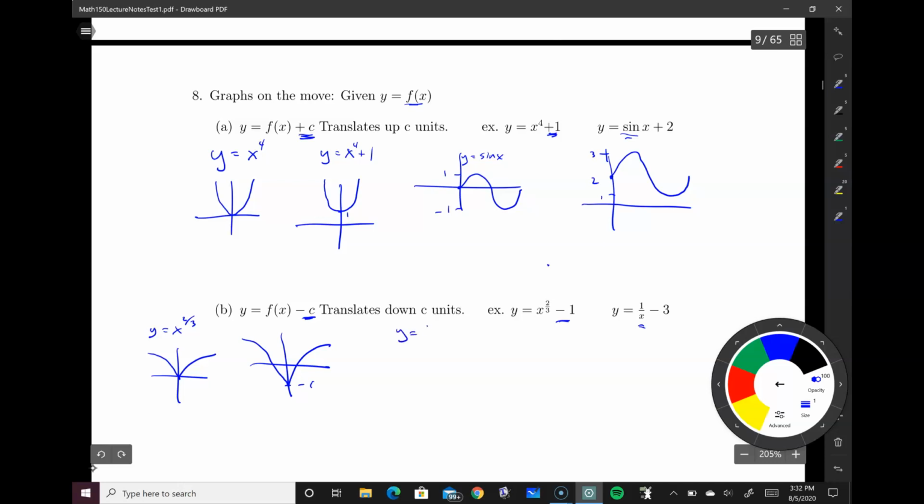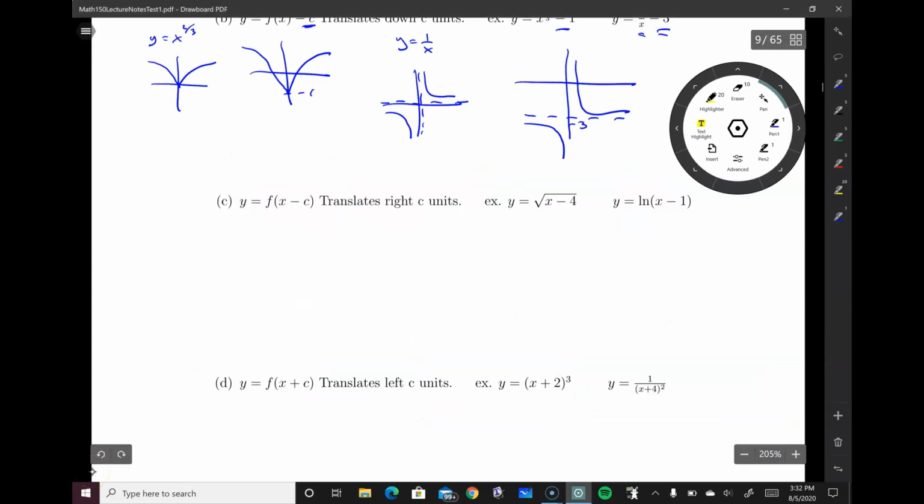1 over x, the basic graph looks like this. It's important that you know it's got an asymptote here and an asymptote here. So subtracting 3, we'll move this horizontal asymptote down to -3, and now the graph will look like this.